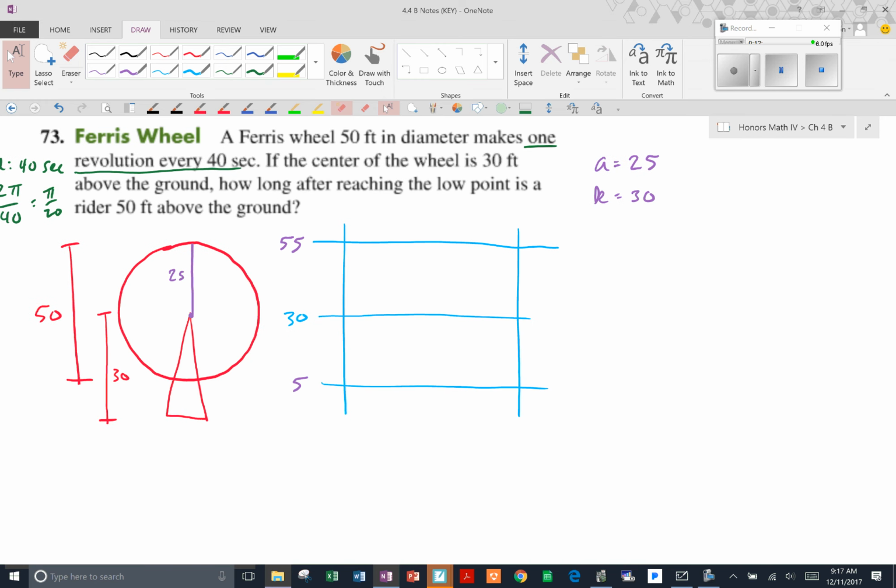Because it says, if the center of the wheel is 30 feet above the ground, how long after reaching the low point is a rider 50 feet above the ground? So we're going to start at the low point and end at the low point. Hit the maximum halfway in between. And we know that this is 40 seconds here. Not sure if we want to put that maybe down there instead. 40 seconds. And then we have 0 seconds as our starting value then. Okay. But here's what our graph is going to look like.